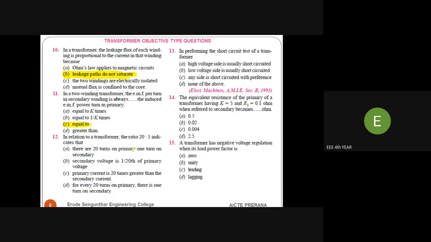In relation to a transformer, the ratio of 20:1 indicates that there are 20 turns on primary, 1 turn on secondary; secondary voltage is 1 by 20th of primary voltage; primary current is 20 times greater than the secondary current; for every 20 turns on primary, there is 1 turn on secondary. The last option is the correct answer. For every 20 turns on primary, there is 1 turn on the secondary winding.